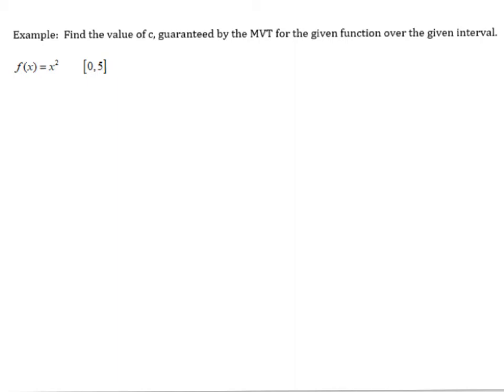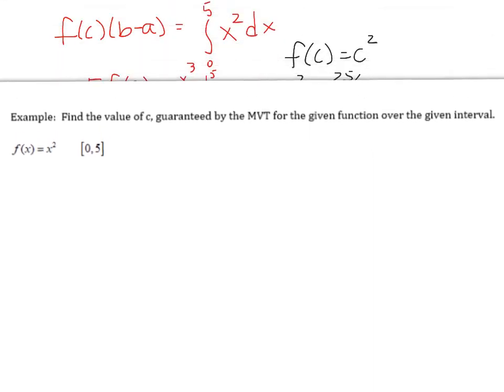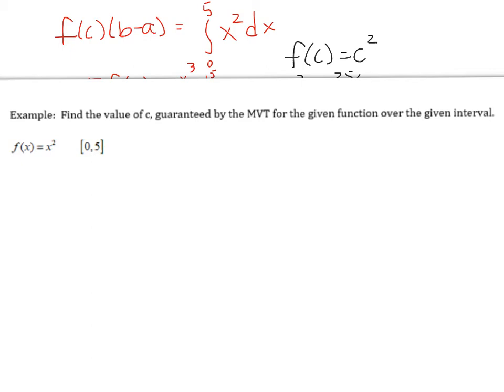So here's a really simple example to start off with. We're going to attempt to find the value of c guaranteed by the mean value theorem for the given function over the given interval. So we're going to try to find the value of c between 0 and 5, for which the integral from 0 to 5 of f of x is equal to f of that value of c times b minus a. I know a lot of words there, but it's pretty straightforward. So here we go. That is what I just said, that f of c times b minus a has to equal the integral from 0 to 5 of x squared dx.